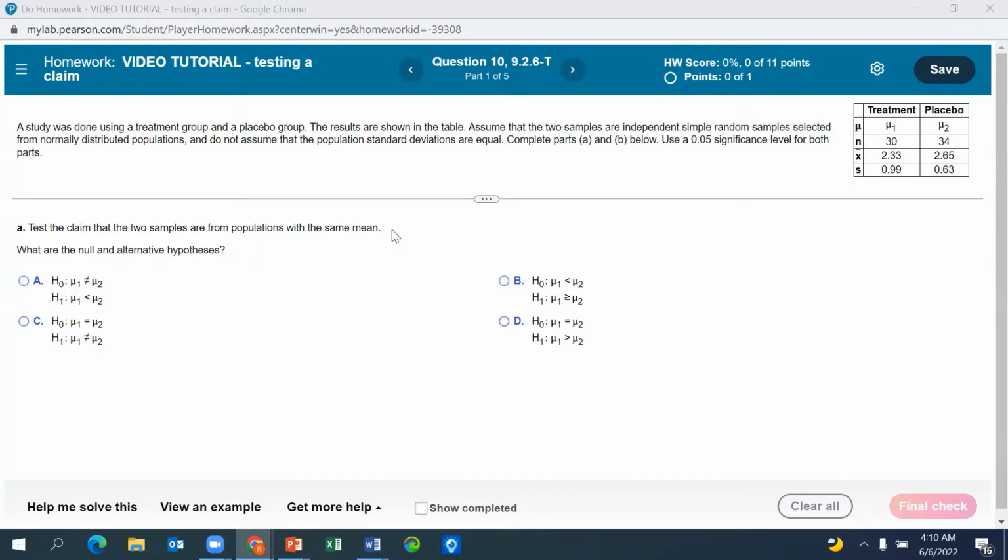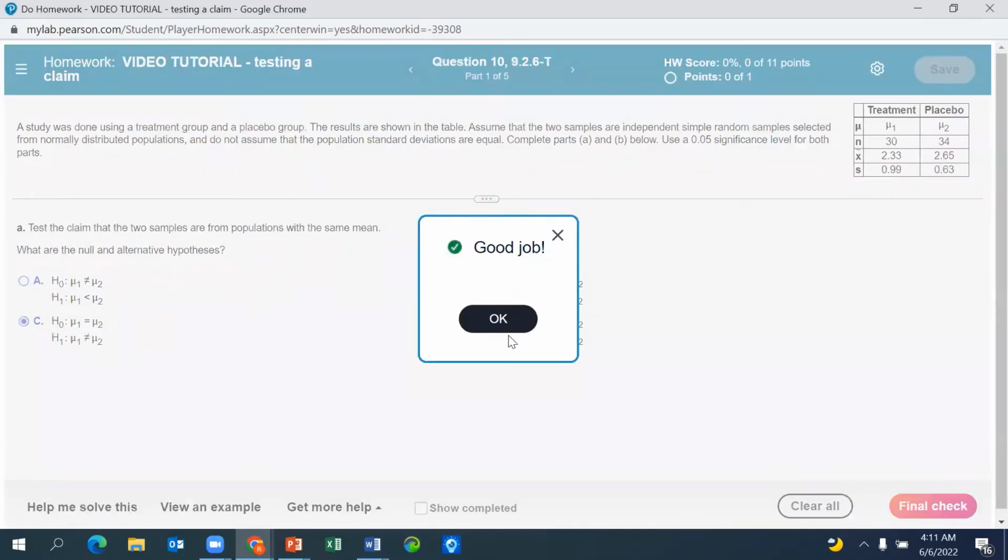Now, since the claim contains the equal sign, the claim would be the null hypothesis. So mu1 equal to mu2, which is the claim, is the null hypothesis. The alternative hypothesis, when this is incorrect, is mu1 not equal to mu2. So part C is the correct answer. So let's check our answer, and it is correct.